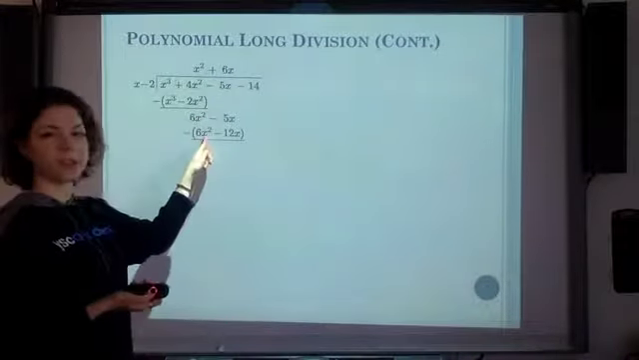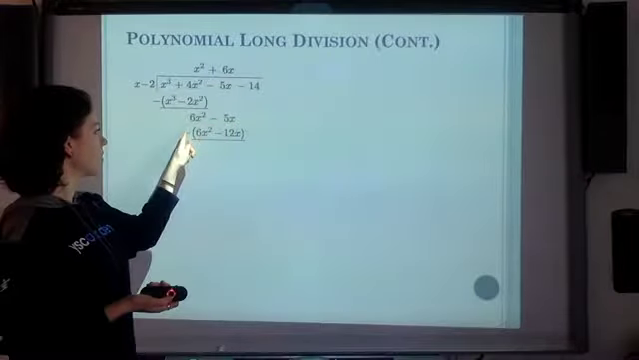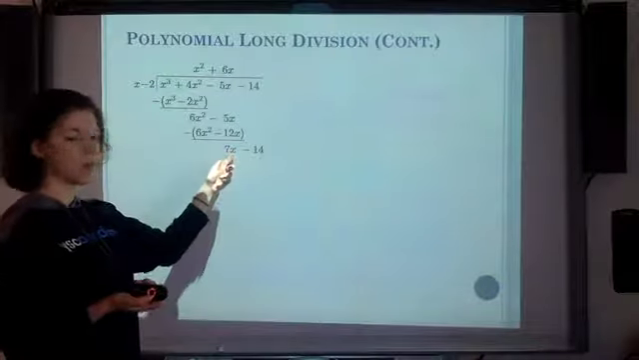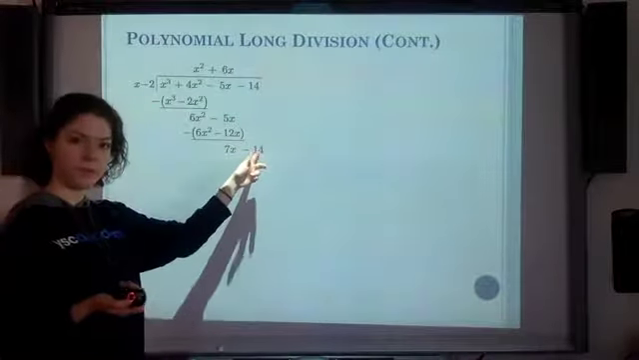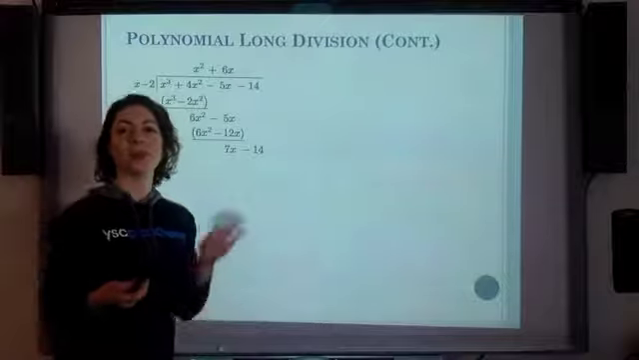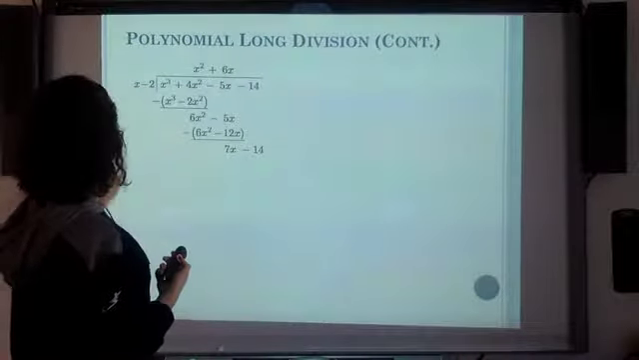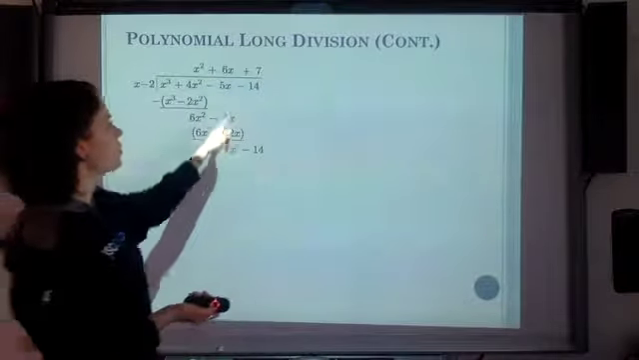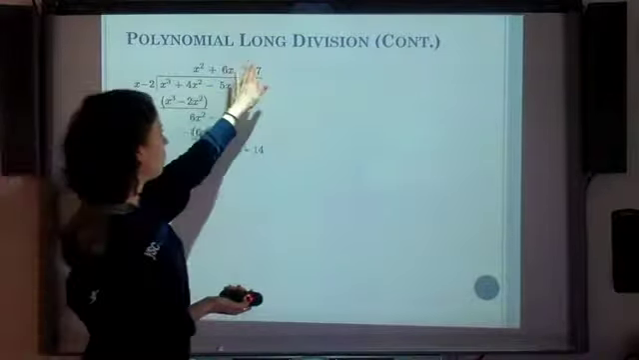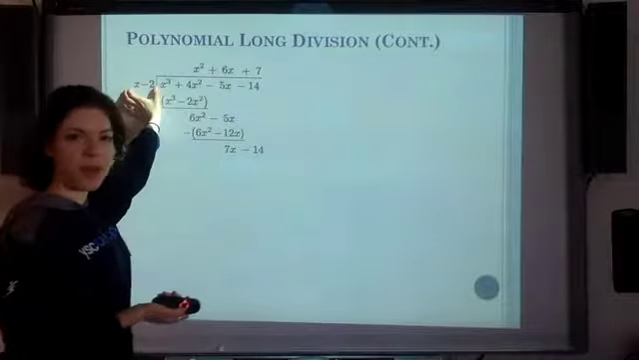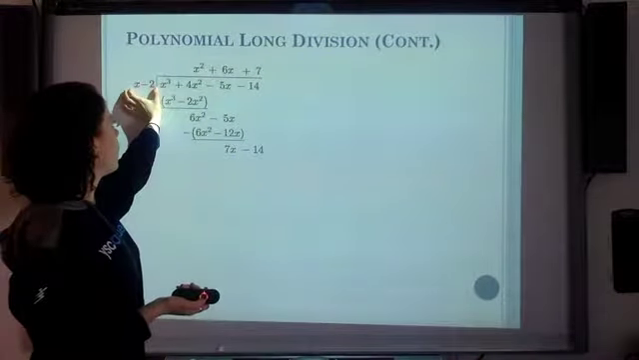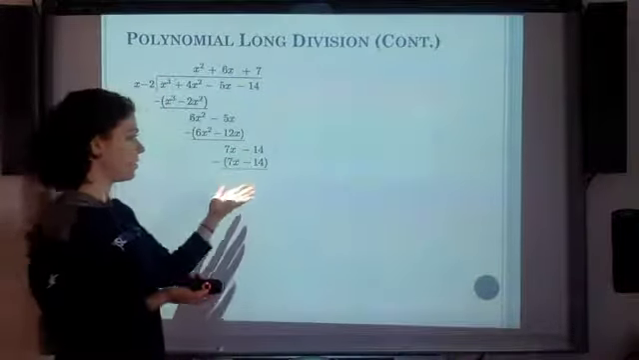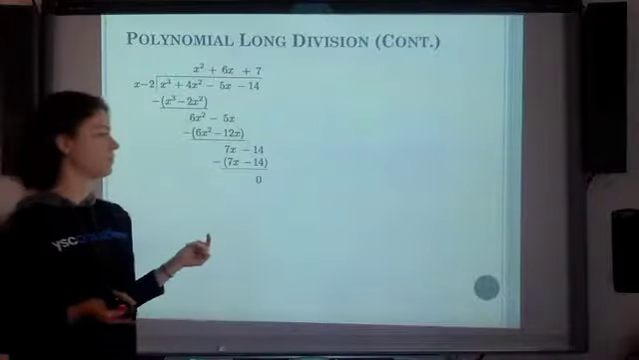So the 6x squareds cancel. Negative 5x minus negative 12x becomes negative 5x plus 12x, so I get 7x. And now I can bring down the negative 14. Now we do this process one more time. So we ask ourselves, what do I have to multiply x by to get 7x? The answer is 7. So put a plus 7 up front. Now multiply the 7 with the entire thing, x minus 2, and you'll get 7x minus 14. And now I'm ready to subtract that, and I get 0.